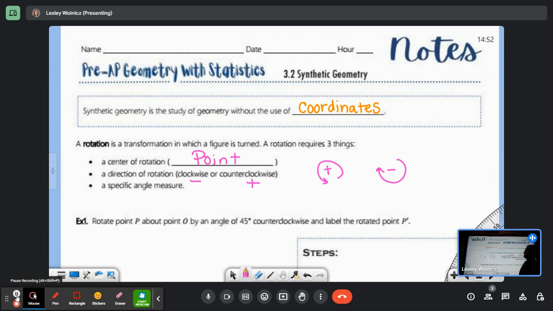If you think about it, that's the way the quadrants go. They go 1, 2, 3, 4. The quadrants go counterclockwise, right? It's because that's the positive direction. All right.